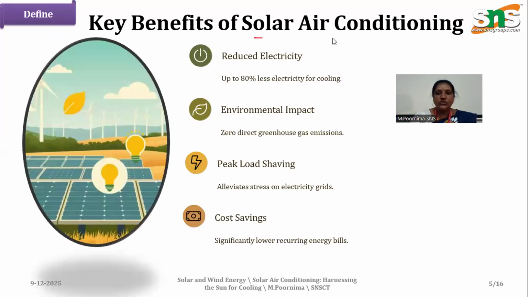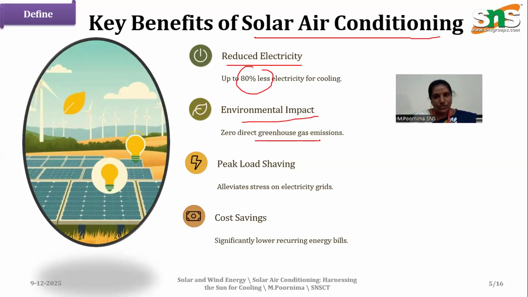Here are the benefits of solar air conditioning. We have so many benefits. First, reduced electricity use of up to 80 percent. Then environmental impact, with zero direct greenhouse gas emissions, and peak load shaving and cost savings. So this means a significantly lower electricity bill. This is our main aim.